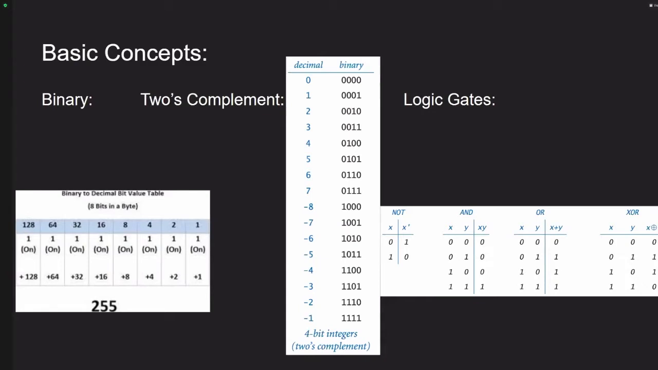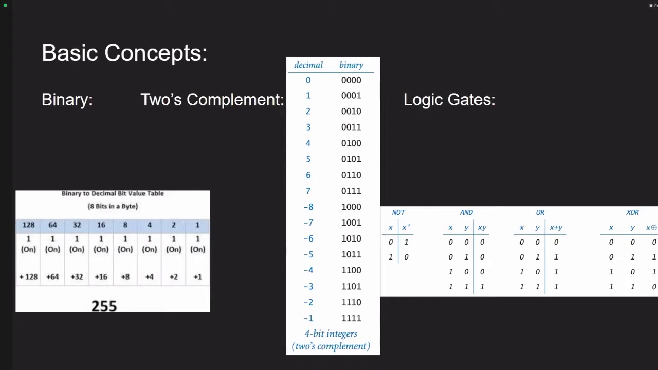So the last thing is logic gates. They're pretty easy to read and understand. If you want to look at the AND gate, you have 2 inputs, the X and the Y. The only way for your output to be a 1 is if both inputs are 1s. If they're not both 1s, your output will be 0.